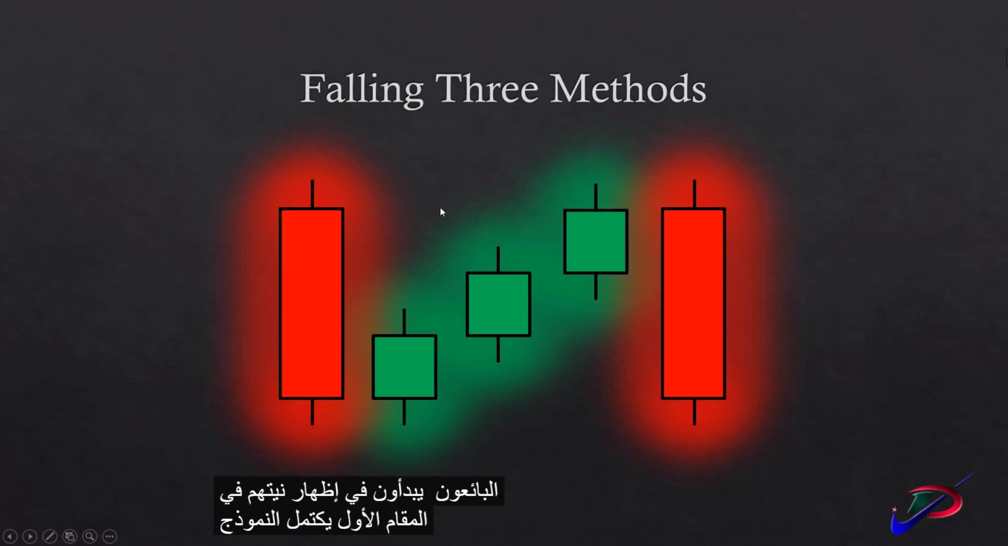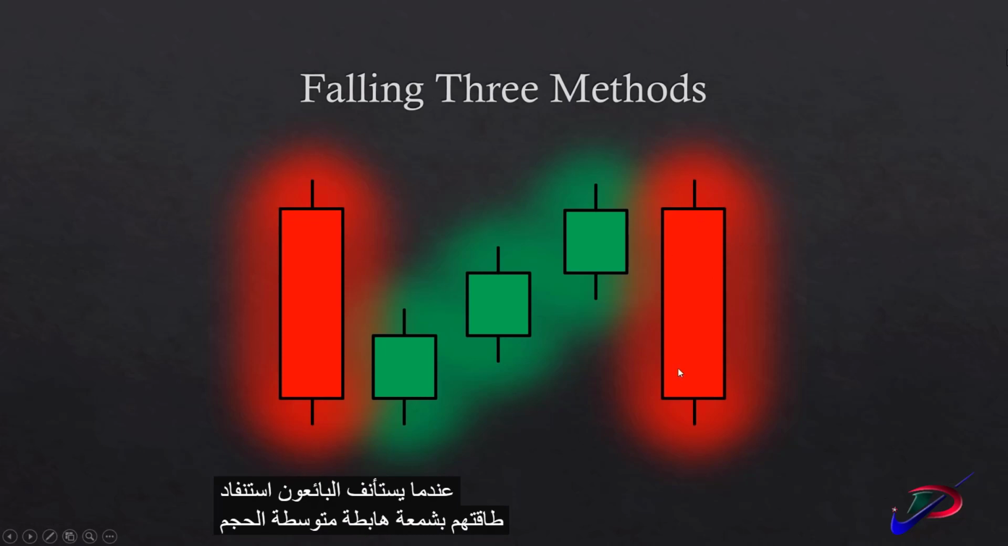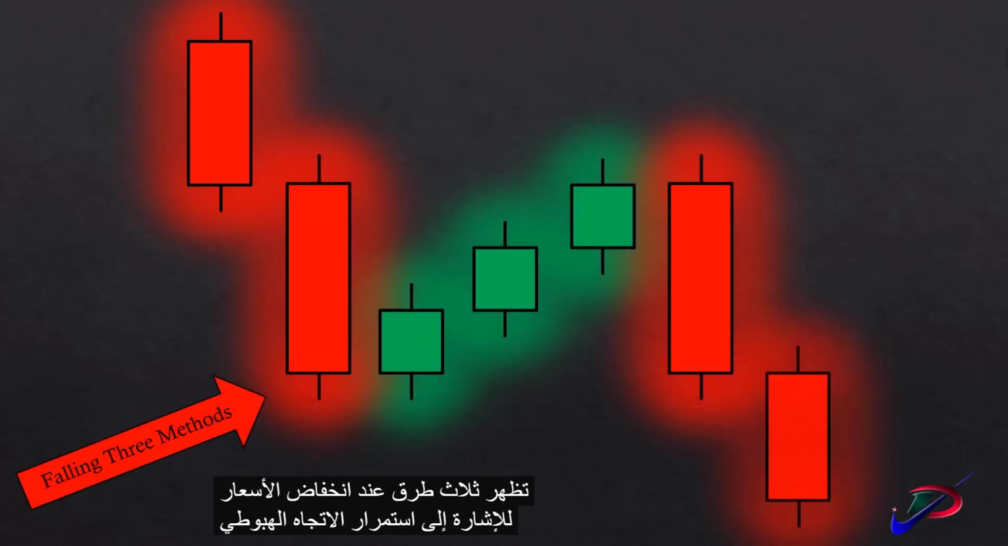The pattern is complete when sellers resume the exhaustion of their energy with a medium-sized bearish candle. The falling three methods appear when price is going down in order to signal a continuation to the downside.